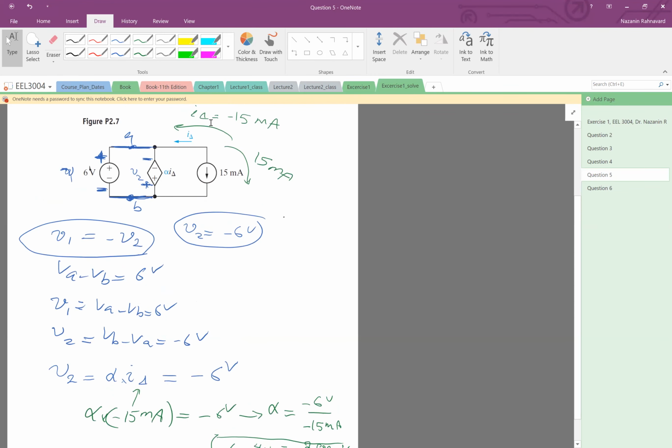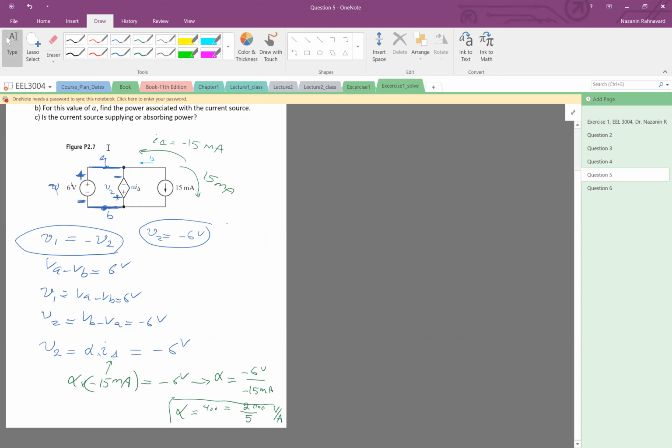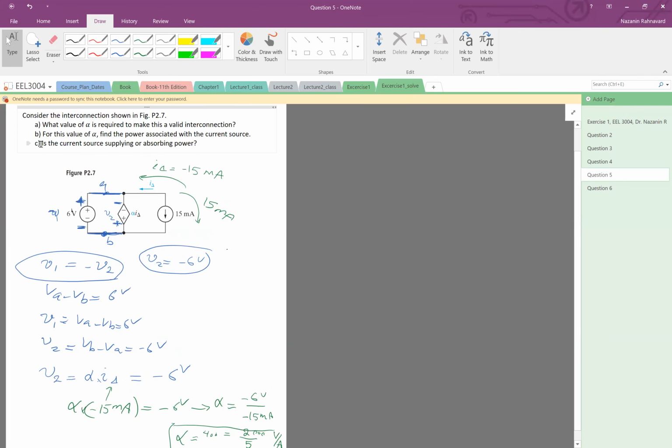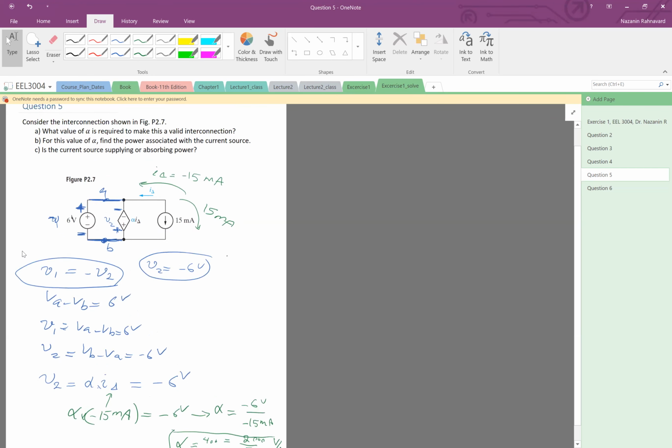Here we don't have to worry about the currents because there's only one current source, and whatever amount goes to these voltages is fine. There's no restriction on that. So part A we are done. What value of alpha? We find alpha is 400.